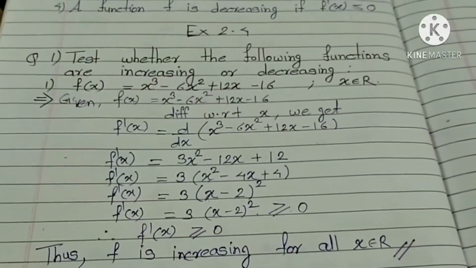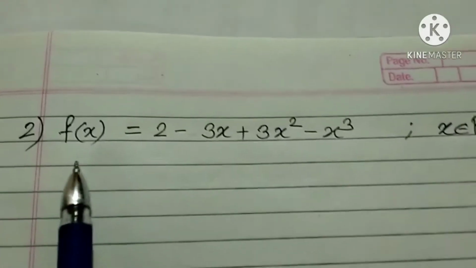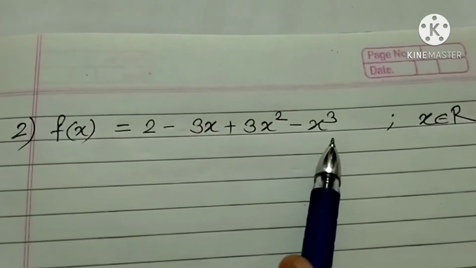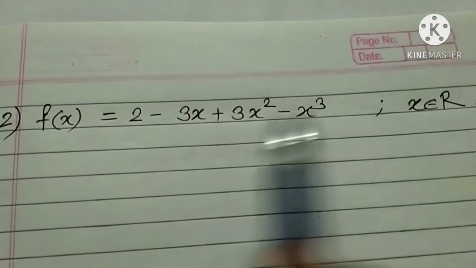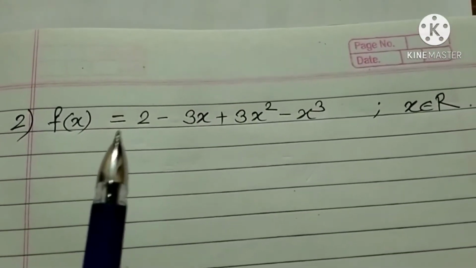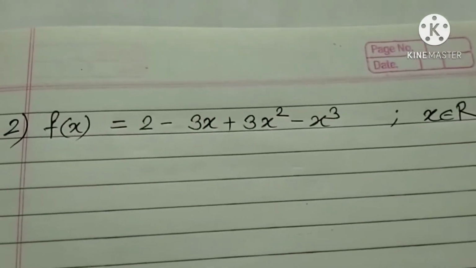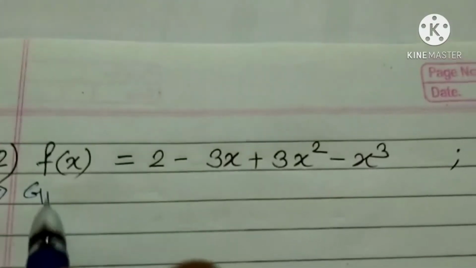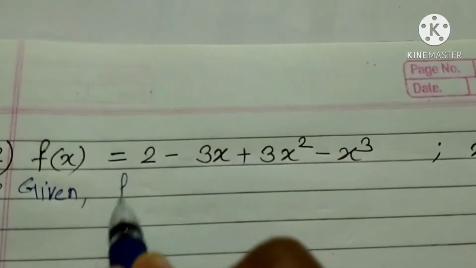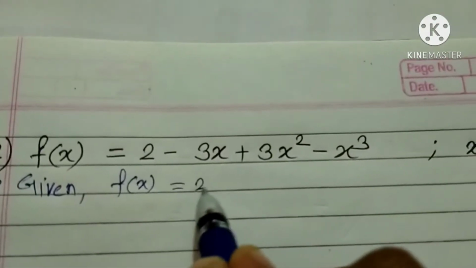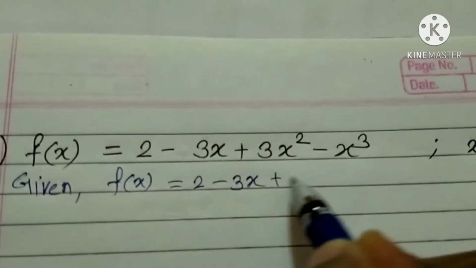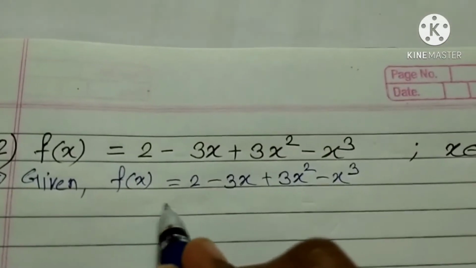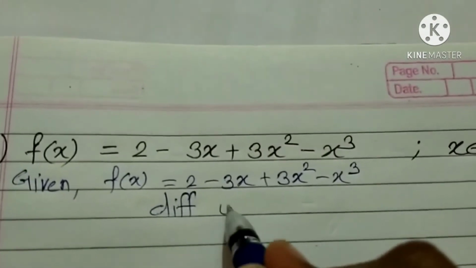Now we move toward the next example. So this is our second example. f of x is equal to 2 minus 3x plus 3x square minus x cube, x belongs to R. Here also we have to check whether it is an increasing or decreasing function. Okay. So first write the given. f of x is equal to 2 minus 3x plus 3x square minus x cube. Okay. Now differentiate with respect to x.